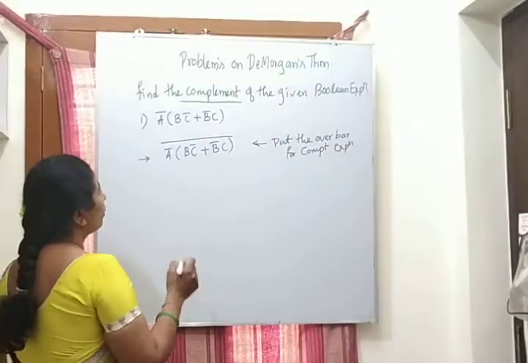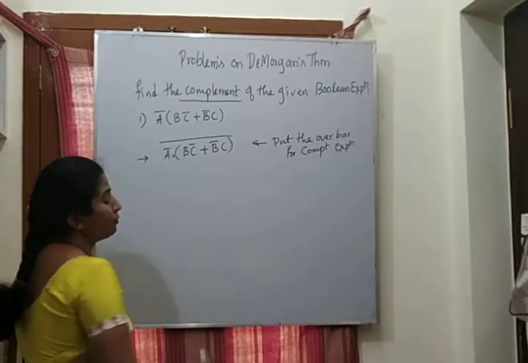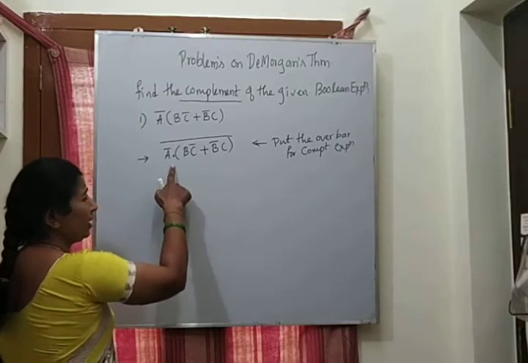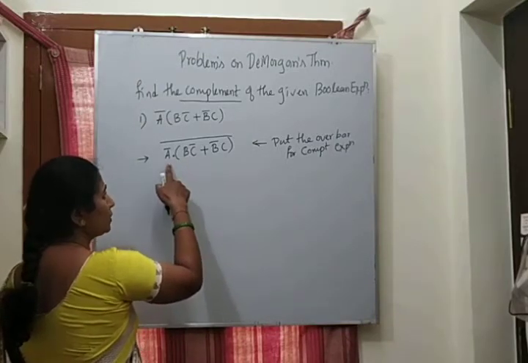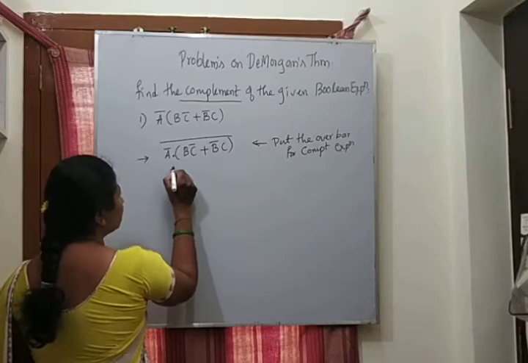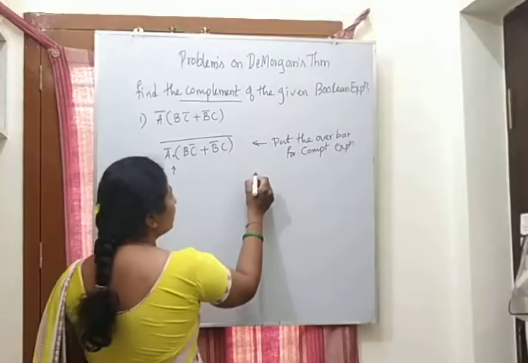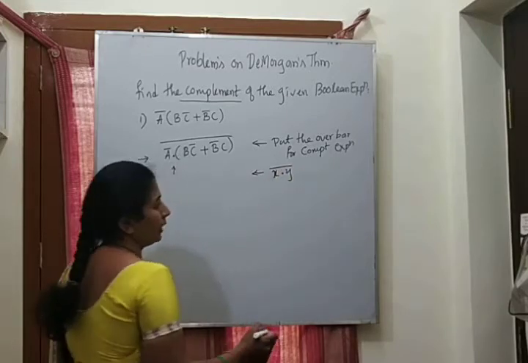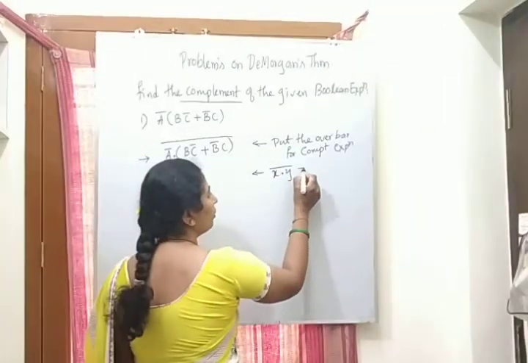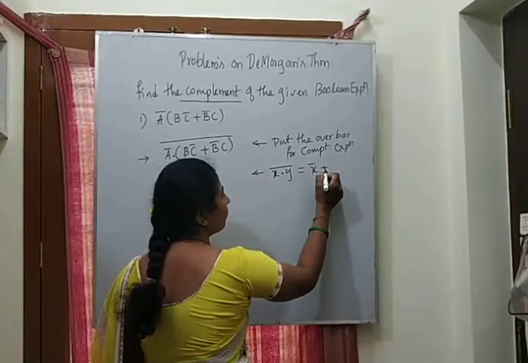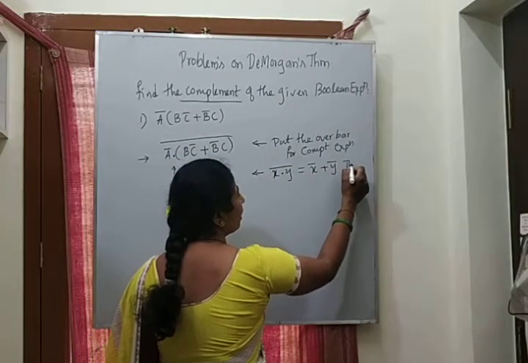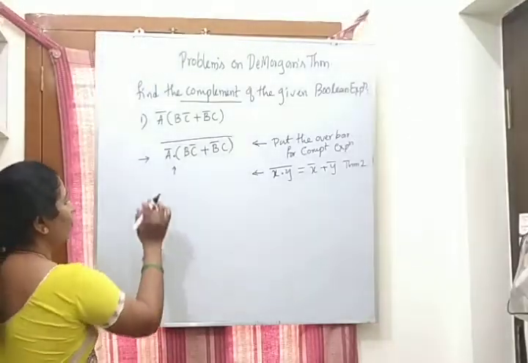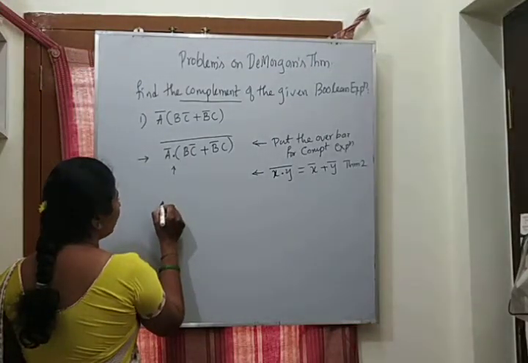Then first identify where you can split the given expression. Here dot is there, here plus is there. First we'll simplify the dot. This we can split using: x into y whole complement can be written as x complement plus y complement according to De Morgan's theorem 2. I have applied it here.